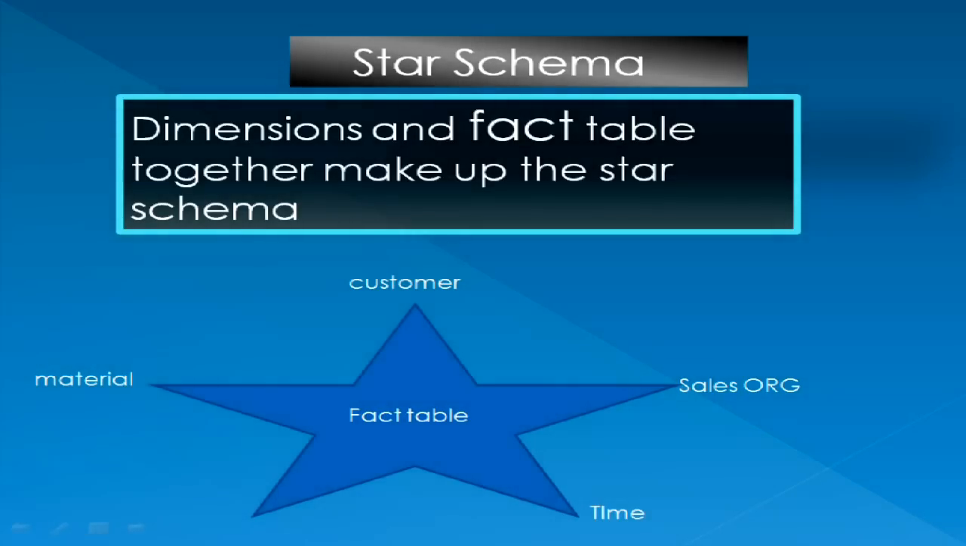What is a star schema? Dimensions and the fact table together make up the star schema. We've got the fact table right here. We've got the materials, customer, sales organization, and time. The fact table is in the middle, and we've got a star-like structure right here. The dimensions that are around it are used in the fact table, and they all together make the star schema.